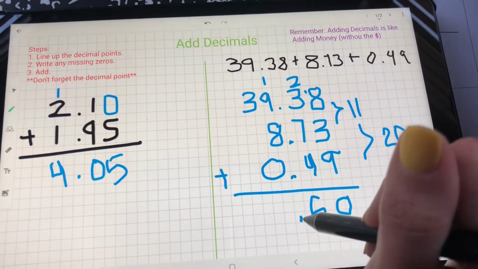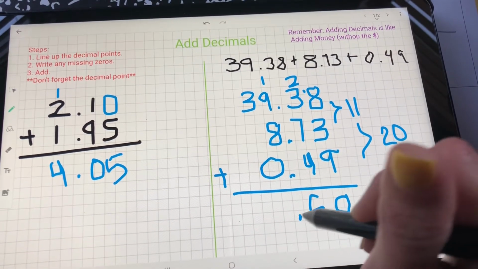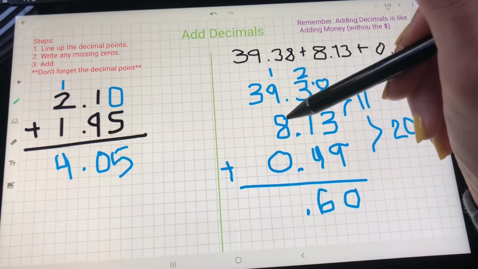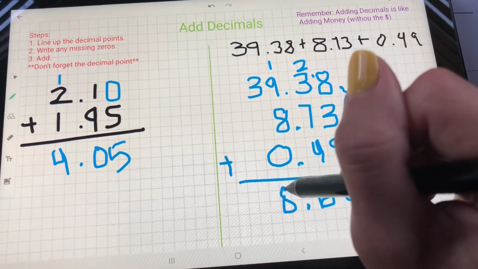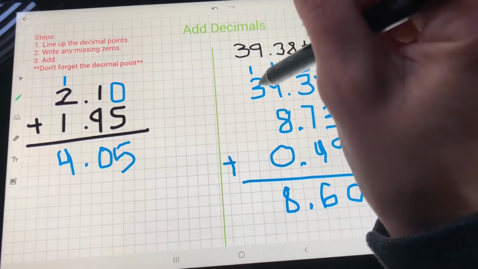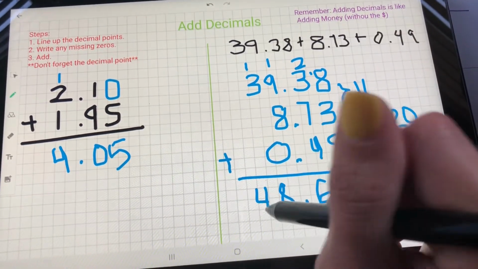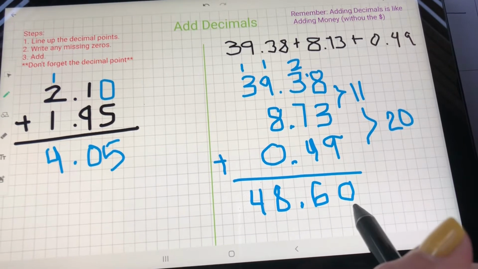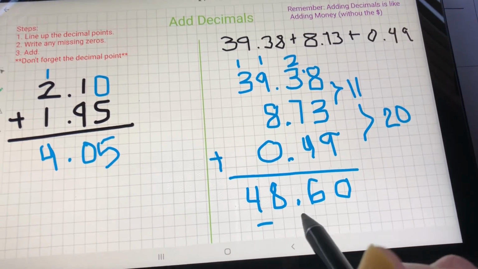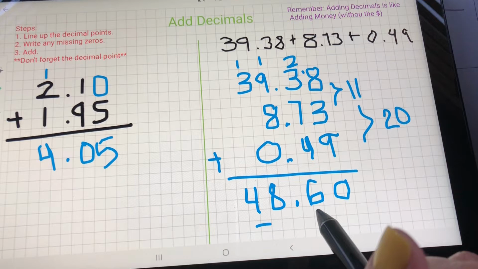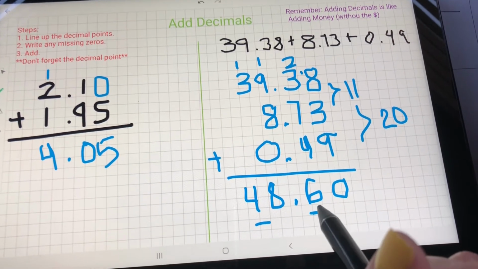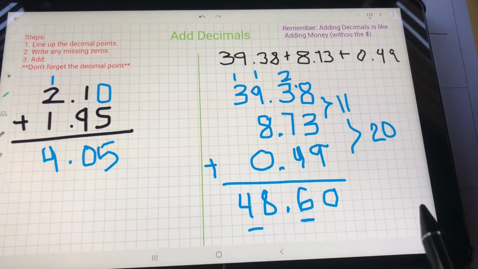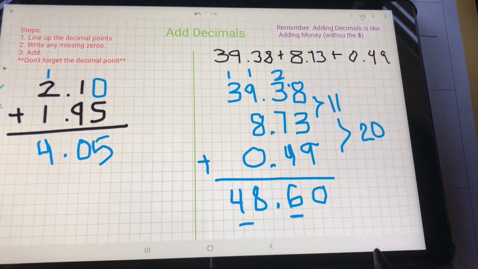Okay, see how I do it right as I get to it in the adding? That's so that I don't forget. Now again, I make a group of 10. 10 plus 8, 18. Carry the 1. 1 plus 3 is 4. So my answer is 48 and 60 hundredths. Or I could say 48 and 6 tenths because the 6 is the last digit that's not 0. You could say it either way. It means the same thing. They're equivalent. Remember, that means they're equal.